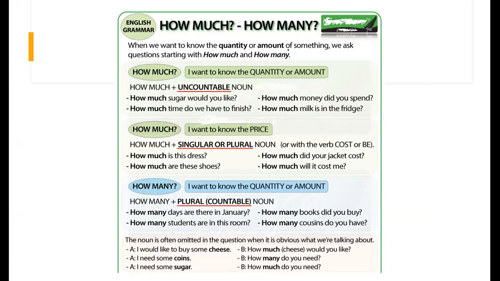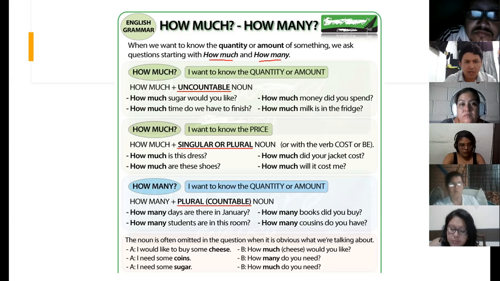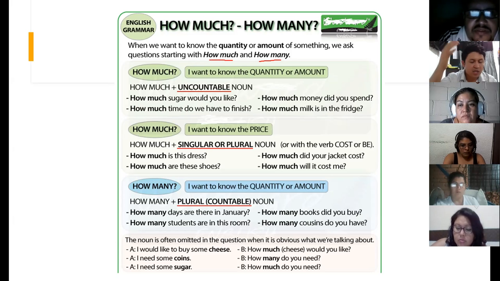When we want to know the quantity or amount of something, we ask questions starting with how much and how many. Cuando queremos saber la cantidad, how much and how many. Okay? How much? I want to know the quantity or amount. How much is used with an uncountable noun? For example, how much sugar would you like? All right? How much sugar would you like? How much time do we have to finish? Y esta pregunta aplica para esta clase, ¿verdad? How much time do we have to finish? You can tell me around 35 minutes, right? Around 35 minutes, you can say that.